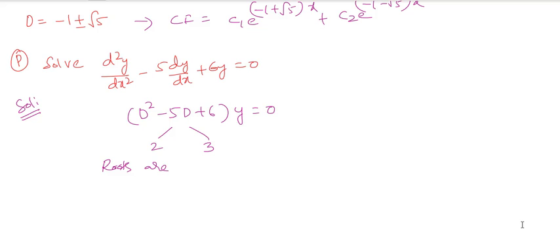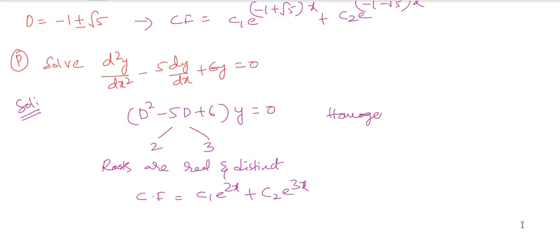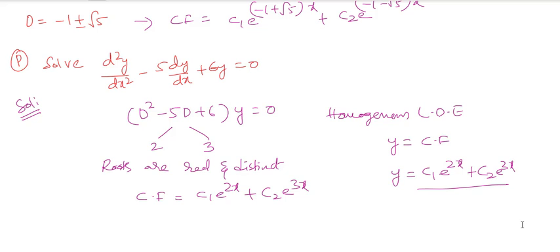The roots are real and distinct. So based upon that you have to write the complementary function. So what is your complementary function? C1 e to the power of 2x plus C2 e to the power of 3x. So this is a homogeneous linear differential equation, hence the complete solution itself is nothing but the complementary function. So y is equal to C1 e to the power of 2x plus C2 e to the power of 3x. This itself is the solution for that. That's it. Simple it is. Am I right or not?